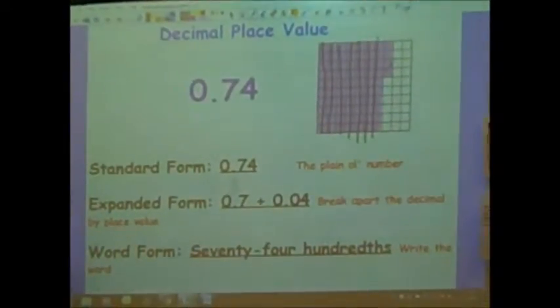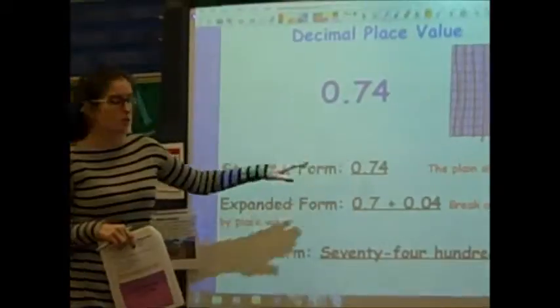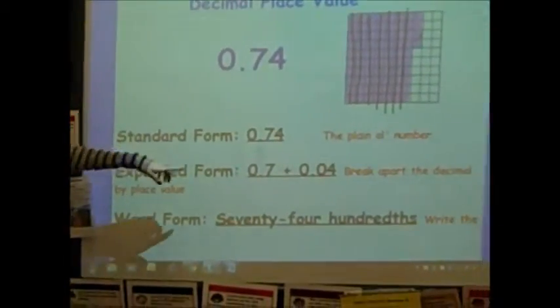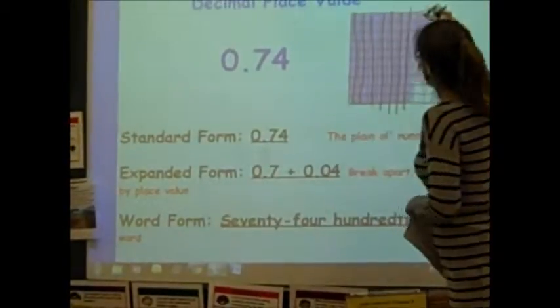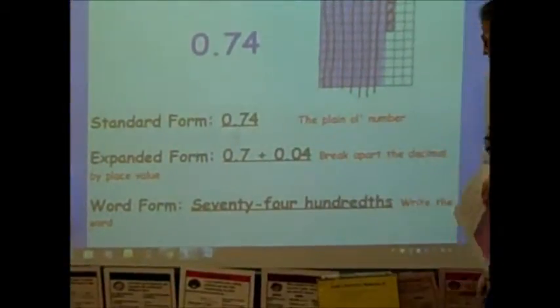And then we break it apart by the different forms. We have standard form, which is the regular number. We have expanded form where we break it apart by place value. We have 7 tenths and 4 hundredths. And the 4 hundredths again are these little ones. And then we have word form, 74 hundredths.